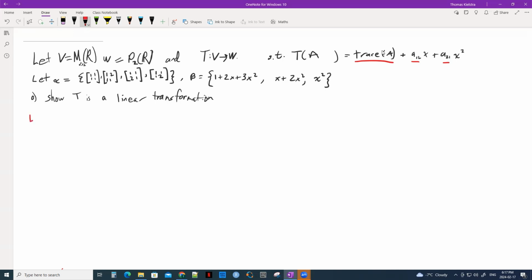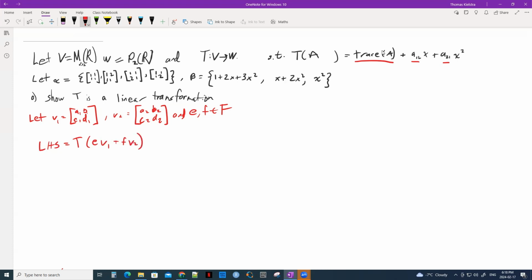So here we want to let V1 equal A1, B1, C1, D1. So we have one matrix, and V2 equaling A2, B2, C2, D2. And then we're going to look at E and F being in my field. So we have 2 matrices and E and F in our field, and we want to look at the left-hand side equaling T of E V1 plus F V2, and the right-hand side is going to be E T of V1 plus F T of V2.